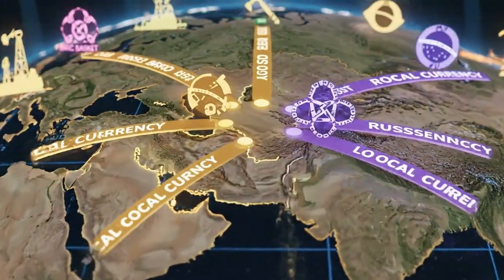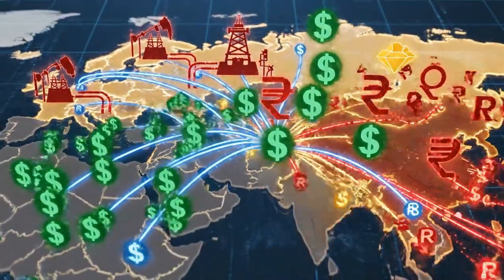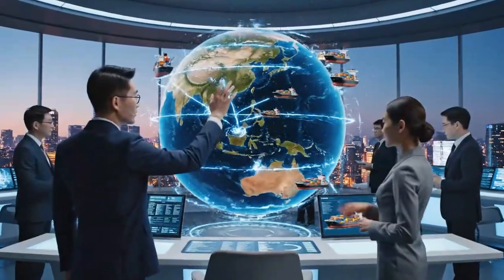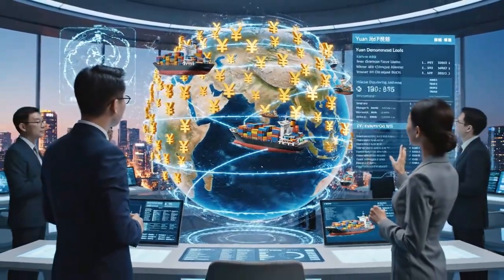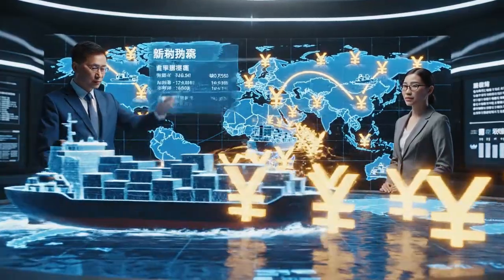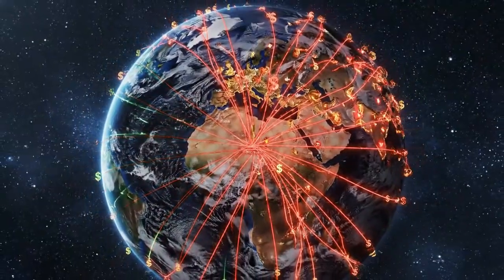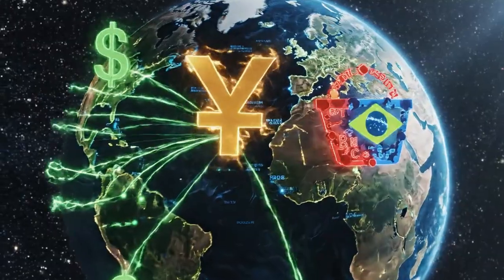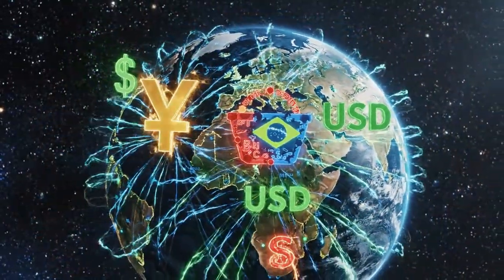Energy and commodities became a central focus. Resource-rich nations like Russia and Brazil explored pricing exports in local currencies or in a basket of currencies proposed by BRICS. China played a pivotal role by offering yuan-denominated loans and integrating the digital yuan into cross-border trade. These initiatives not only challenged the dollar's supremacy, but also created practical incentives for other nations to diversify away from U.S. financial systems.